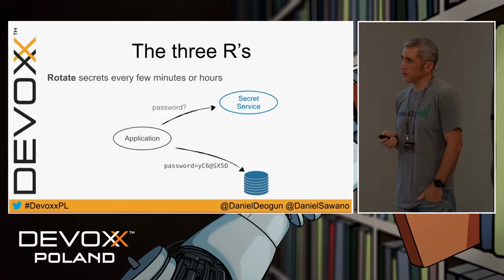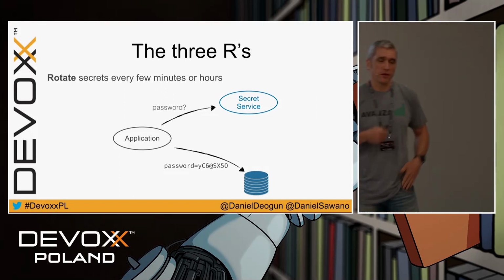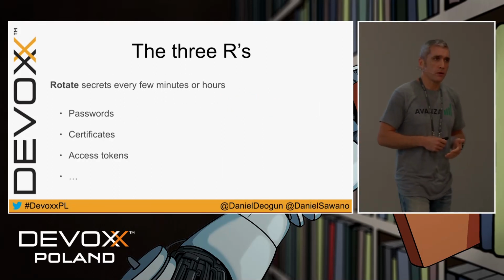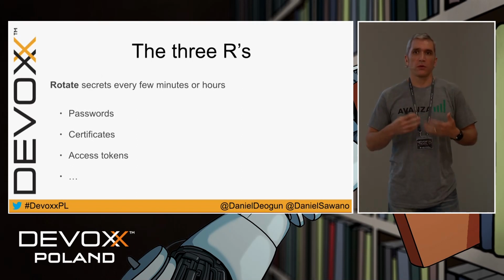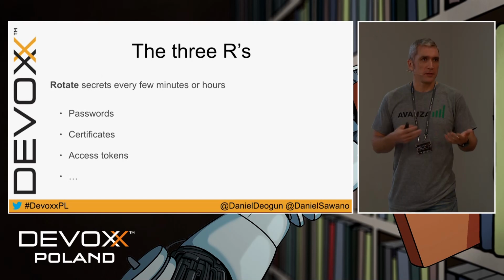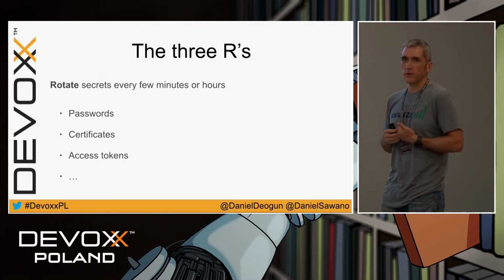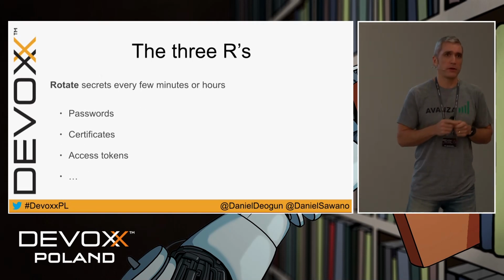Right. And of course, it's not just passwords that you should rotate. If you have access tokens, or if you have certificates, you should rotate those too. Right? So, the certificates that you use for HTTPS and all that kind of stuff. If you rotate those automatically, now you can create certificates with really short validity periods.